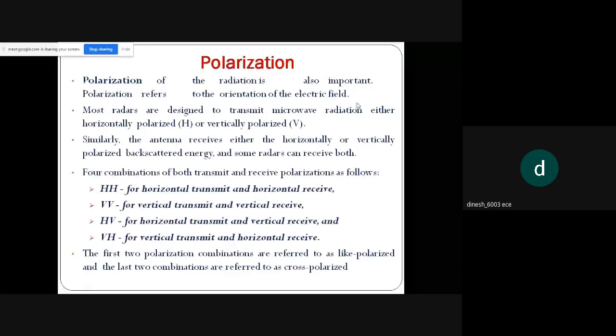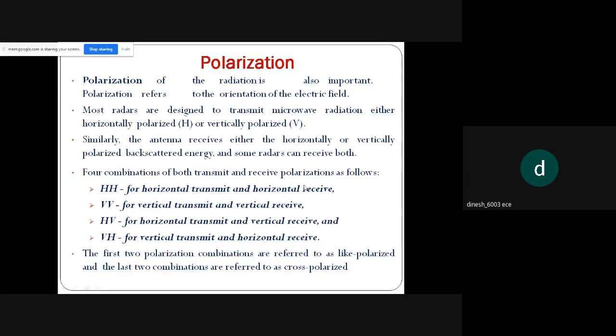Most radars are designed to transmit microwave radiation either horizontally or vertically. Horizontal, you know, is the positioning along the x-axis, and vertical along the y-axis of a graph. Similarly, the antenna receives the signals either through horizontal or vertical polarization, with the backscattered energy from the illuminated source, and some radars can receive both horizontally and vertically also. So there are four combinations of transmit and receive polarization, given as HH, VV, HV, VH, as said earlier. HH is your horizontal transmit, horizontal receive.